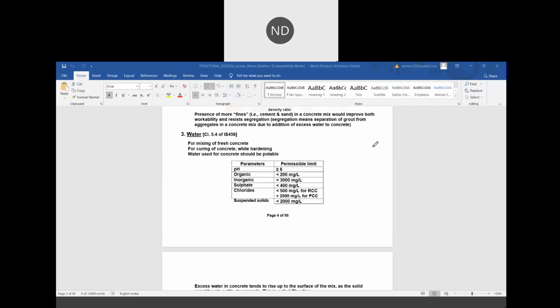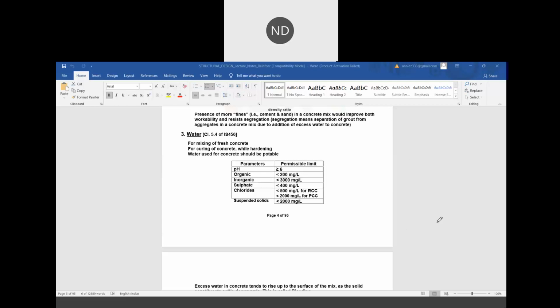This is important: the pH value of the water which you use for making your concrete, or for mixing your materials together, like your cement, coarse aggregate and fine aggregate, to form the concrete, should not be less than 6. This is very important.